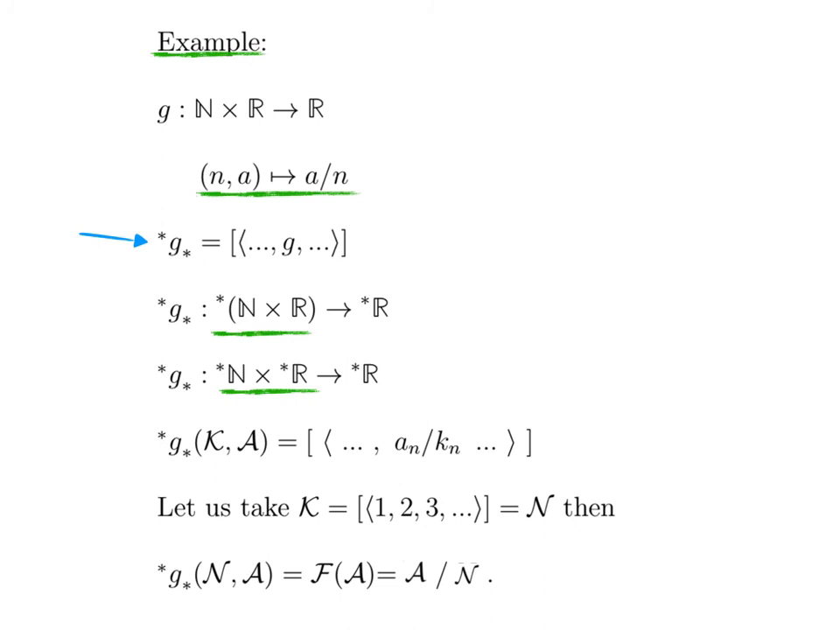We can write the extension of g acting on two hyperreal numbers k and a. And in particular, if we take k to be now the well-known curly n, then we see that the extension of g acting on curly n and curly A is equal to f of A as defined in the previous slide.